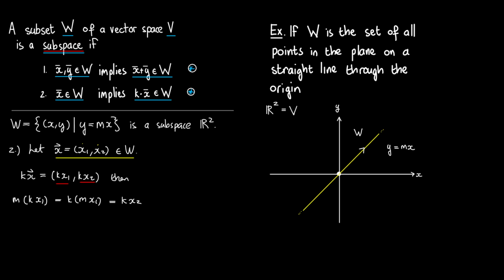so that this vector kx is going to be an element of W. And so that shows that these two properties hold here. In other words, any straight line which passes through the origin is going to be a subspace of R2. Okay, so that gives us our first example of a subspace, just a straight line through the origin.